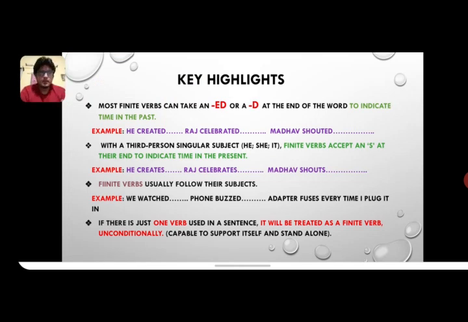Now here, let's see what are the bottom lines here. The first point to be noted down is that most finite verbs, when I say most, that does not mean all. Most means a maximum number of, right? So most finite verbs can take an ed or a d at the end of the word to indicate time in the past. I've used 3 examples here to be very precise with what I'm trying to explain. The base form of the verb, that is the infinitive form, is create, which has been changed to he created. Why? Because here I'm targeting the past tense.